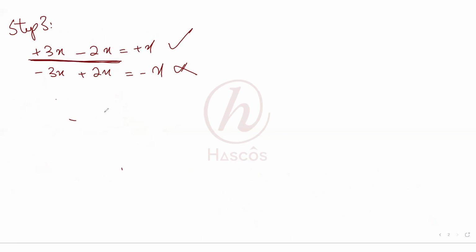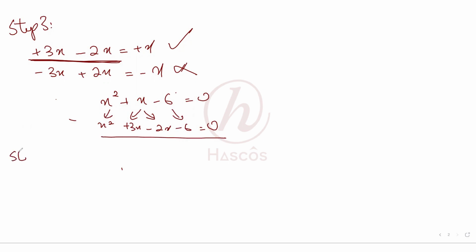Let's do that. Let's break down our middle term. We're going to rewrite the original equation, x squared plus x minus 6 equals 0. Plus x gets broken down into a positive 3x and a negative 2x. X squared gets copied as it is. Negative 6 gets copied as it is. This is our step number 3. Now we start off with step number 4, which is once again extremely identical to step number 4 of the previous question.